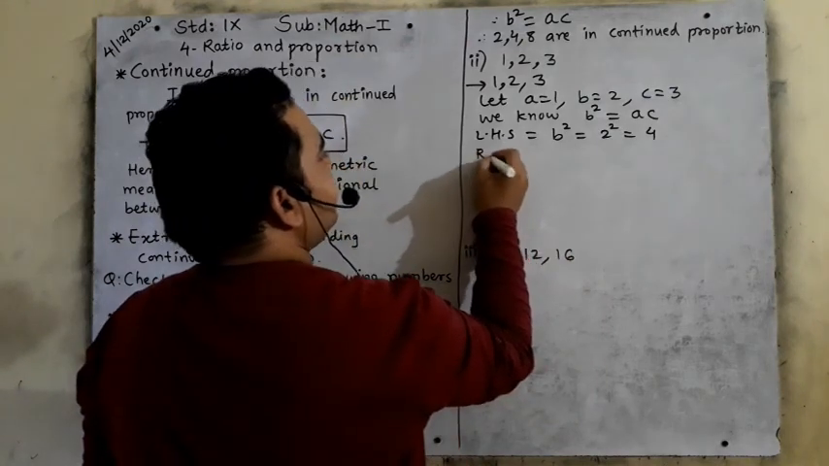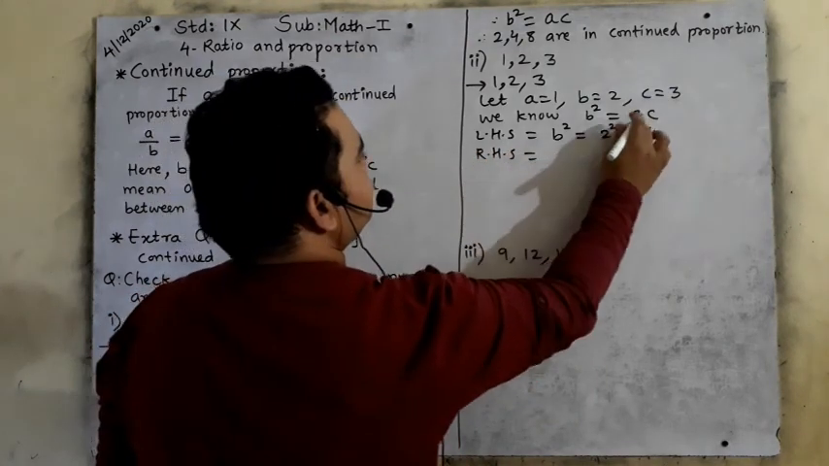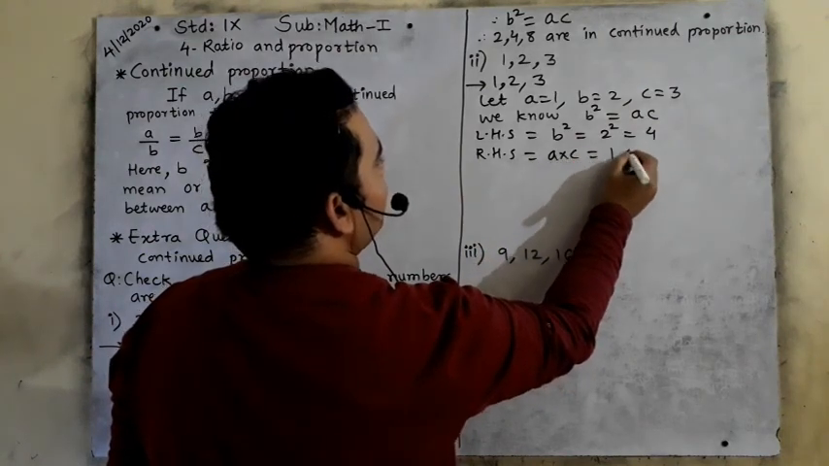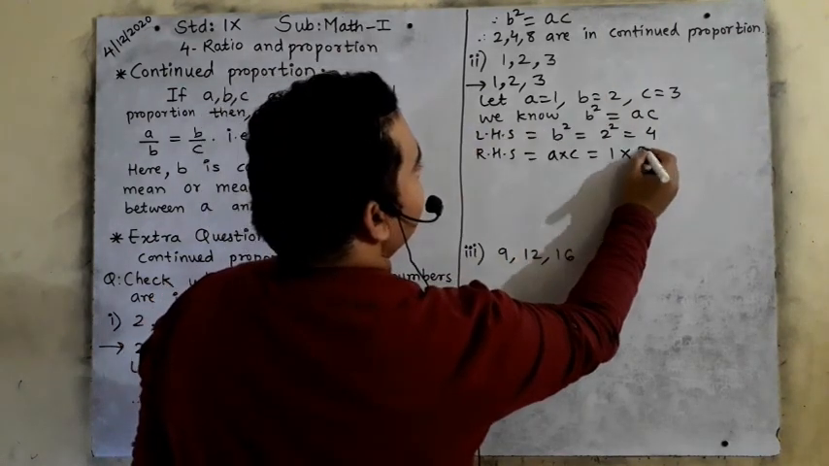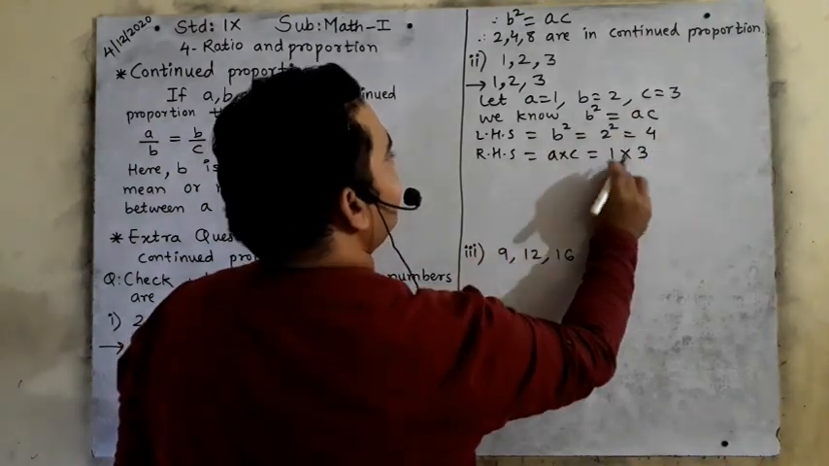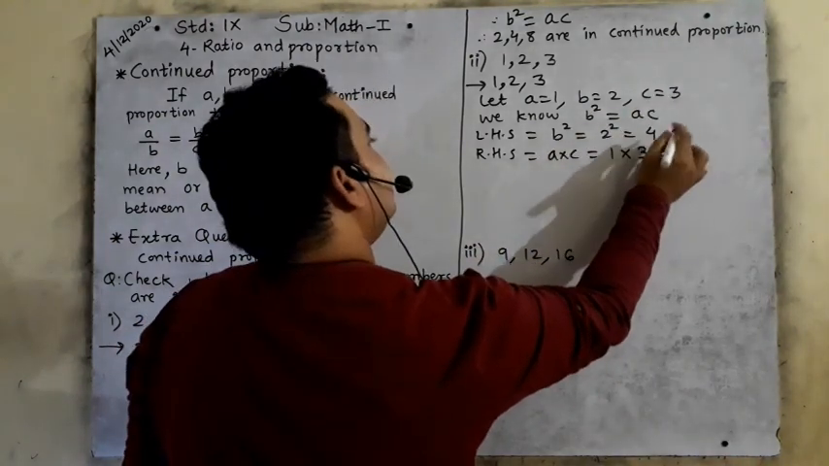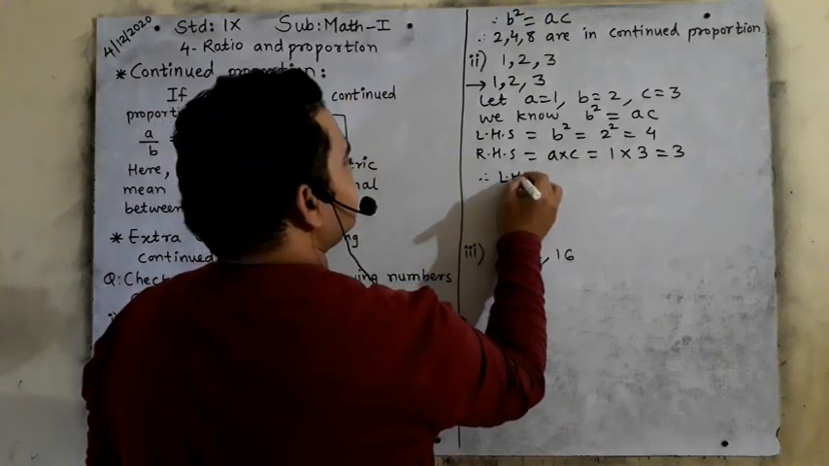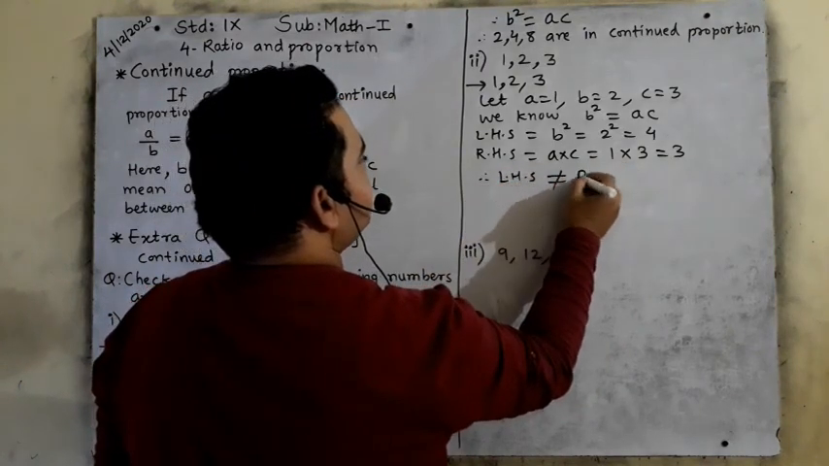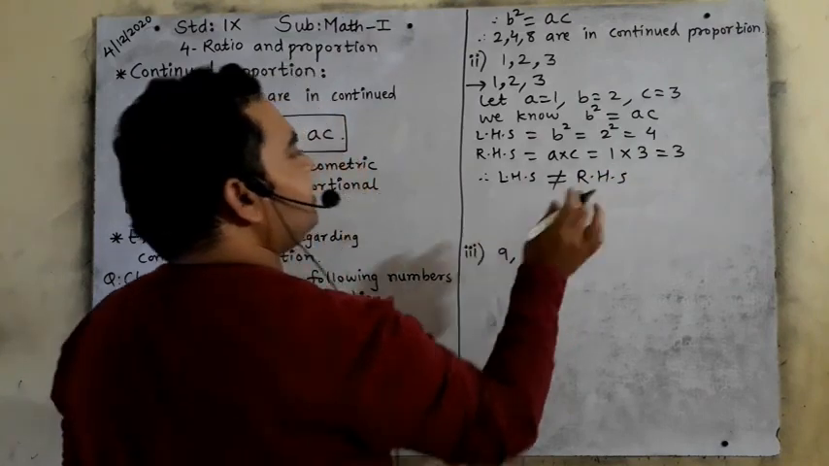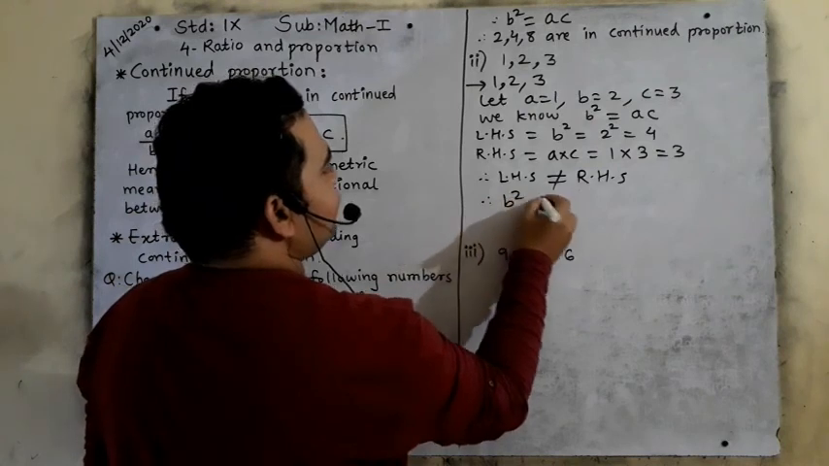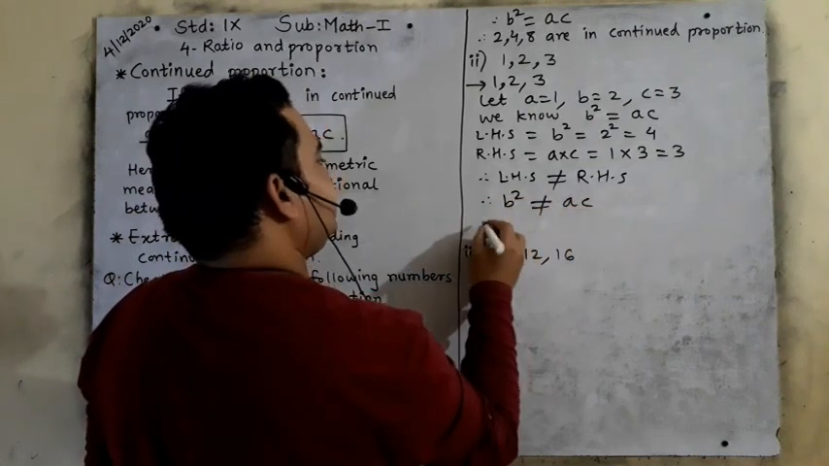Okay. Now RHS is equal to AC, A multiplied by C. So what is the value of A? 1. And the value of C is 3. A multiplied by 3 is 3. So this is 4, this is 3. Therefore LHS does not equal RHS. They are not equal to each other. So therefore we see B square does not equal AC.